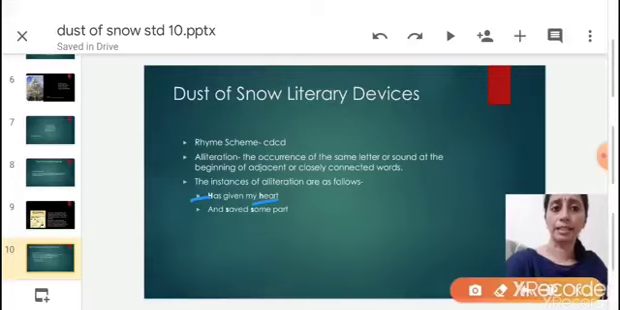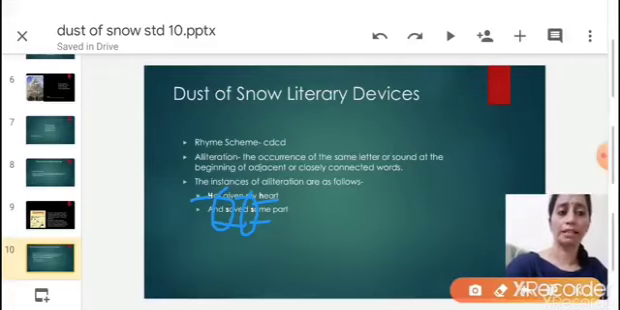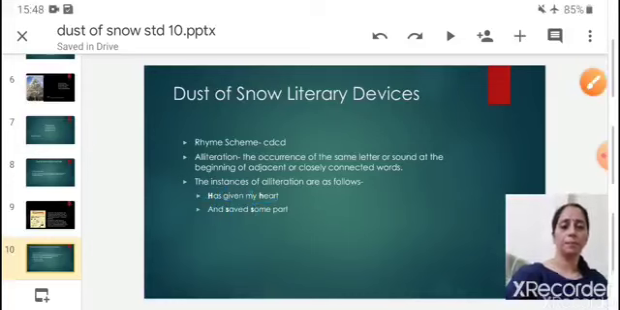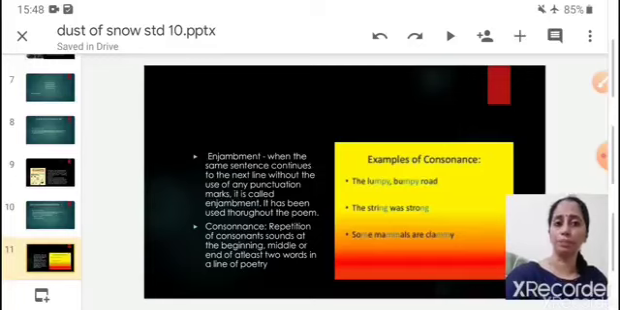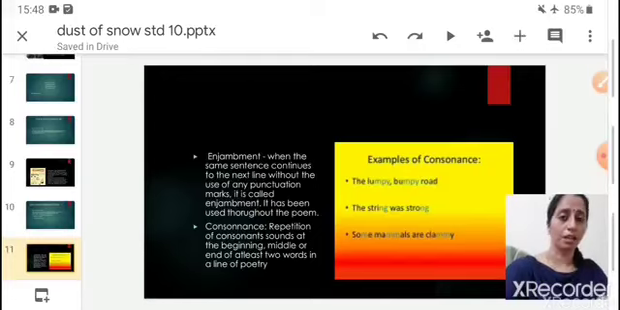Look at the second sentence. Has saved some part and saved. Sound of S over here. Again the sound of S over here. Correct? So in alliteration, the sound of the first alphabet gets repeated. That makes it an alliteration. Moving ahead, there's another figure of speech, but before I proceed further, again this stanza is an enjambment. Why? Because there are no punctuation marks used other than the one that is used at the end.